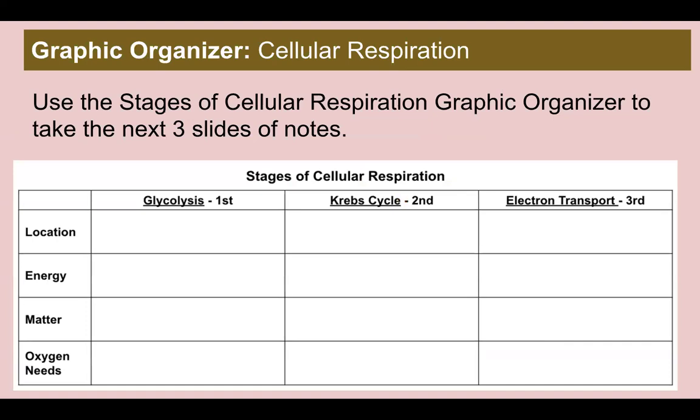Today, you're going to take notes on the 3 stages of cellular respiration. If you look at your graphic organizer, across the top, we have the 3 stages: glycolysis, Krebs cycle, and electron transport. And on the left-hand side, we're going to compare these 3 stages across 4 criteria: location, energy, matter, and oxygen needs. So you're going to fill in this graphic organizer in our 3 slides of notes. So let's jump right in.